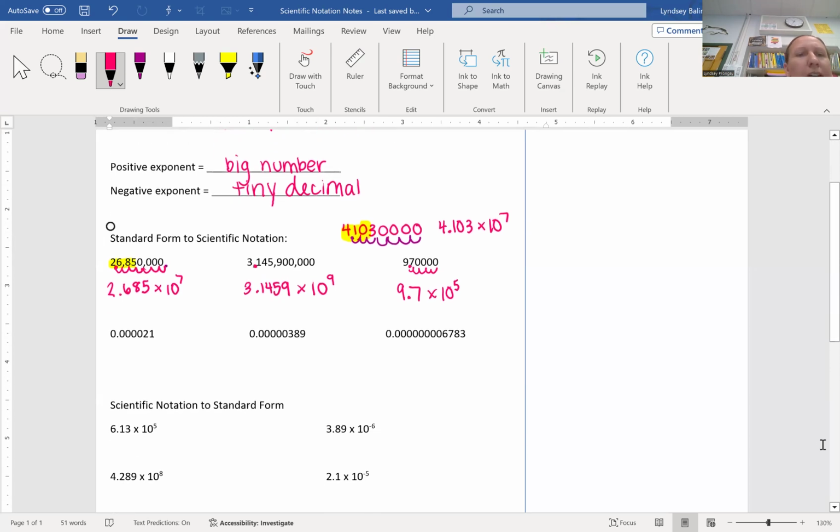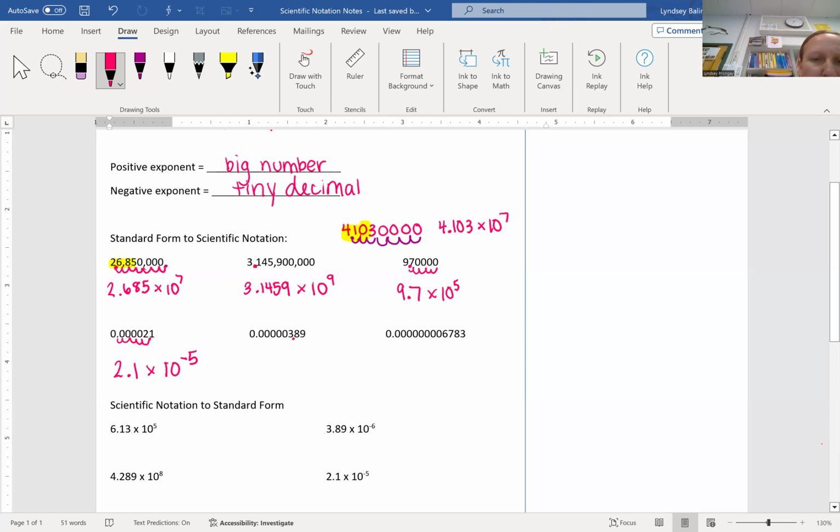Here we have decimals. So when we do our power of 10, it's going to be a negative exponent. Here we see the decimal point where it is already. We're going to move that decimal point to once again create that number between 1 and 10. So our new decimal point is going to be right there. So that'd be 2.1. And then we say how many spots it was moved. 1, 2, 3, 4, 5. So 2.1 times 10 to the negative fifth. Tiny decimals, negative exponent.